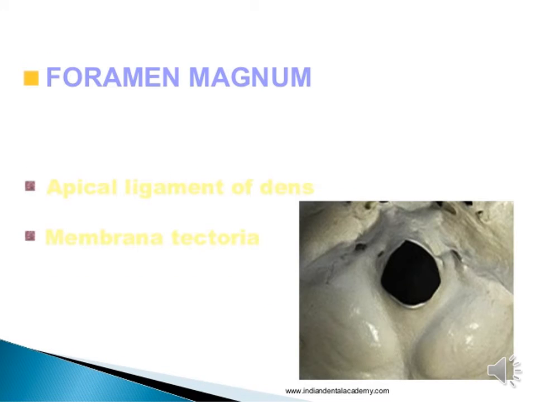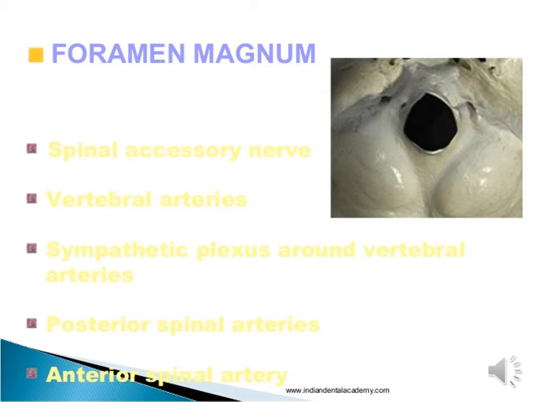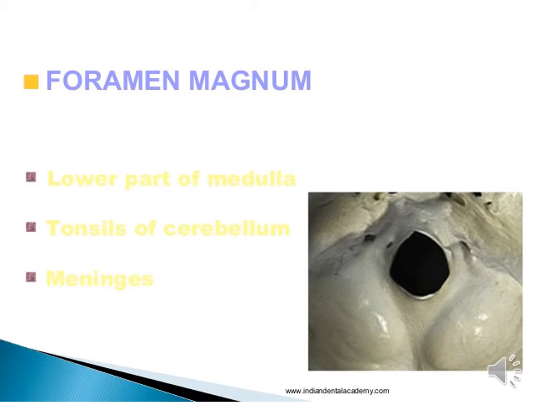The foramen magnum is the largest foramen within the floor of the posterior cranial fossa. It transmits the apical ligament of the dens, membrana tectoria, the spinal accessory nerve, vertebral arteries, sympathetic plexus around the vertebral arteries, posterior spinal arteries, and anterior spinal artery. And it transmits the lower part of the medulla oblongata, the tonsils of the cerebellum, and the three layers of meninges.